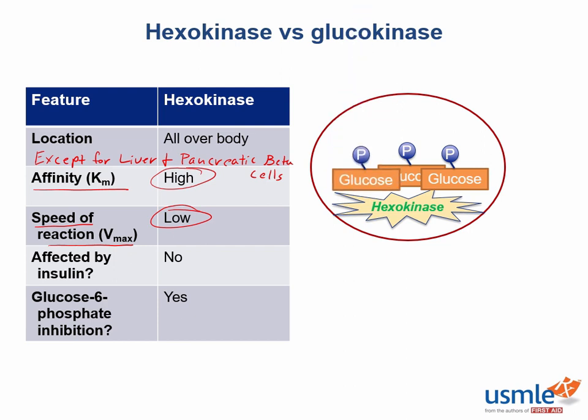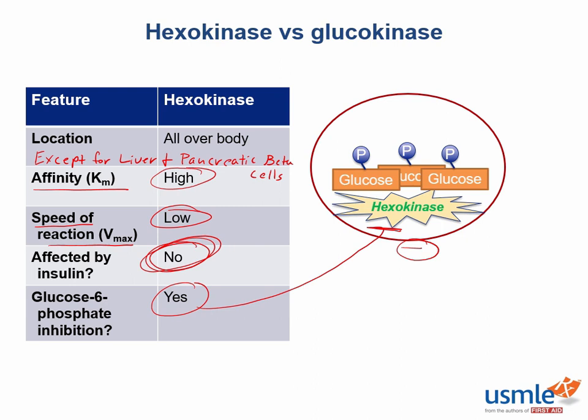This means that the concentration of glucose needed for this enzyme to be used is relatively low since it has a high affinity for glucose, but the speed in which the reaction occurs is fairly slow because it has a low Vmax. Hexokinase is not affected by insulin, but it does receive negative feedback from high amounts of glucose 6-phosphate. So basically, when the cell has low amounts of glucose 6-phosphate, hexokinase will catalyze any glucose available to glucose 6-phosphate to store it within the tissue.